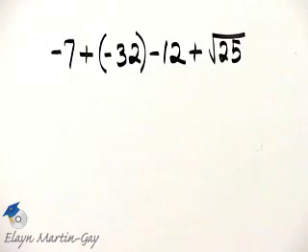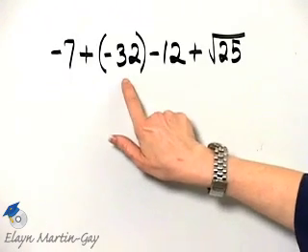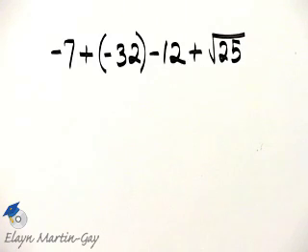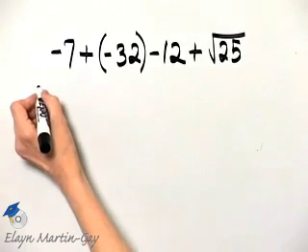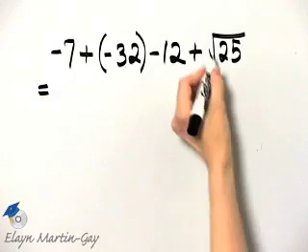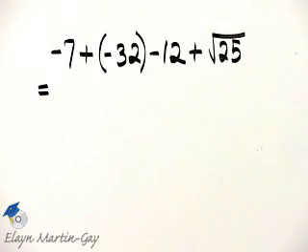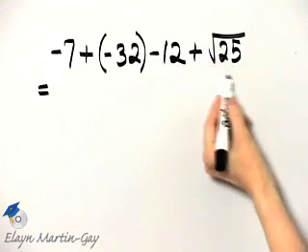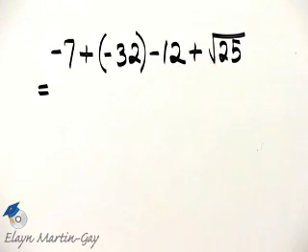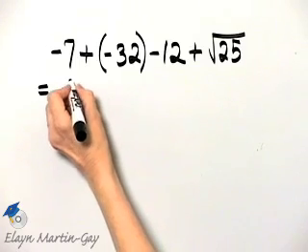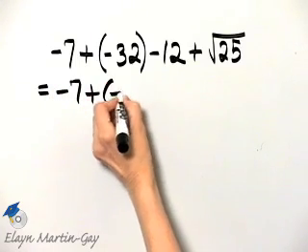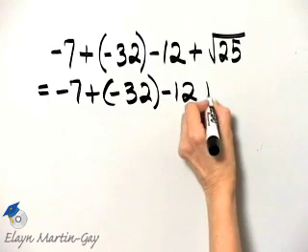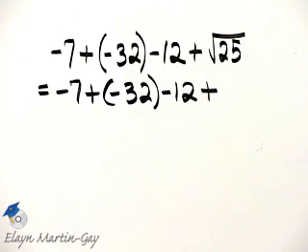Let's simplify this expression: negative 7 plus negative 32 minus 12 plus the square root of 25. Now, although I have no grouping symbols, we kind of treat the square root sometimes as a grouping symbol, although this time there's simply a single number here. I will evaluate the square root of 25 first. So I have negative 7 plus negative 32 minus 12 plus, what is the square root of 25?